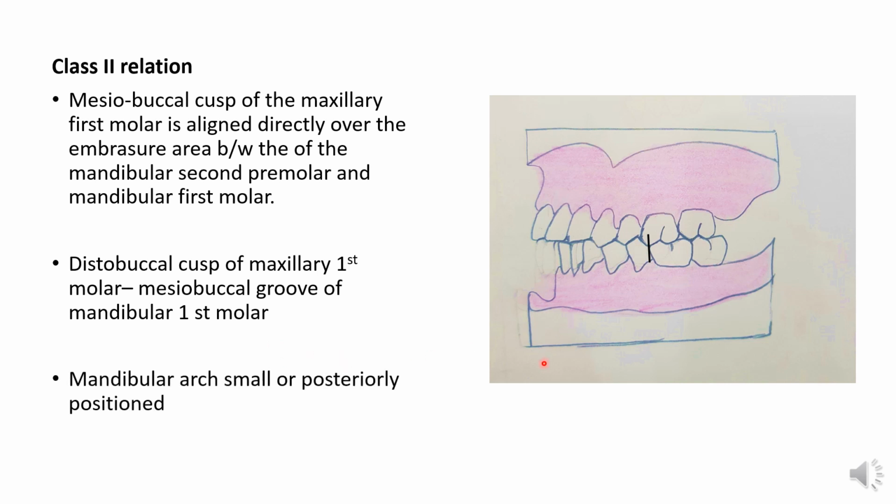And in this class 2 relation, you can see in this diagram, the mandibular arch is small and it is a bit posteriorly positioned. It means it is a bit backward position, isn't it? You can see the previous one, it was tip on tip. Actually, I redrew it and I rubbed it off. So you can see this is the class 1 relation, and from class 1, it's a bit backwardly positioned in class 2.